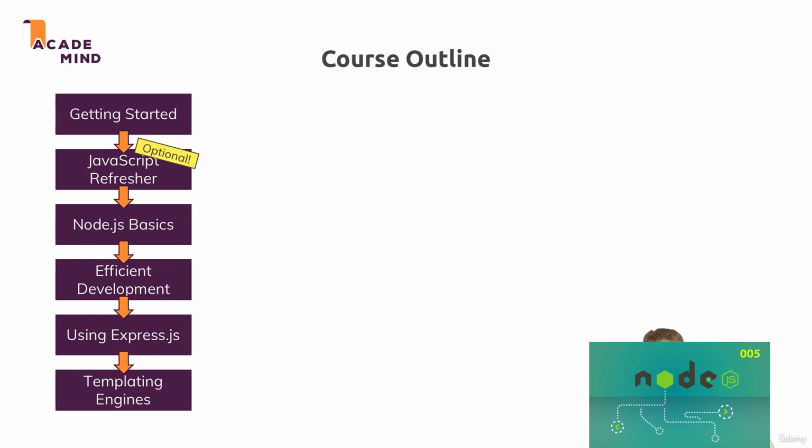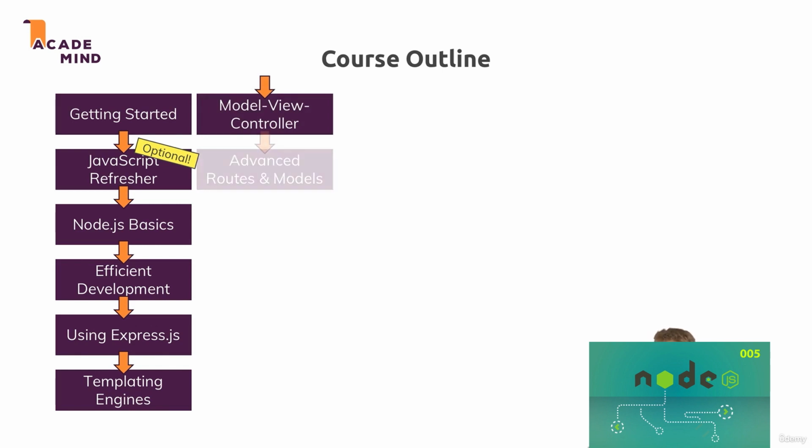Now, thereafter, we'll dive into the model view controller pattern, what that is and why we use it, and of course, how we use it. And we'll then have a look at some advanced routing concepts. Routing is something we'll also learn in the Express.js module, and we'll dive deeper into the models of the model view controller pattern. Now, after we're done with that, it's time to dive into databases.